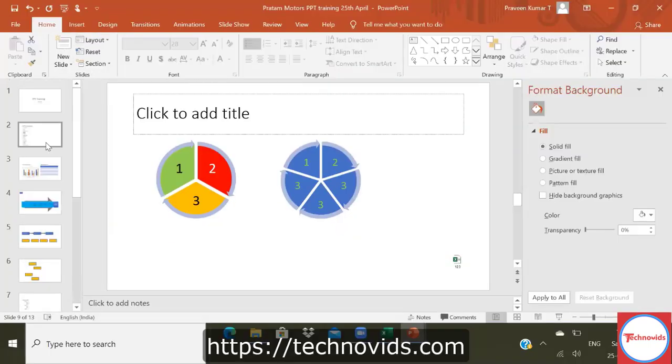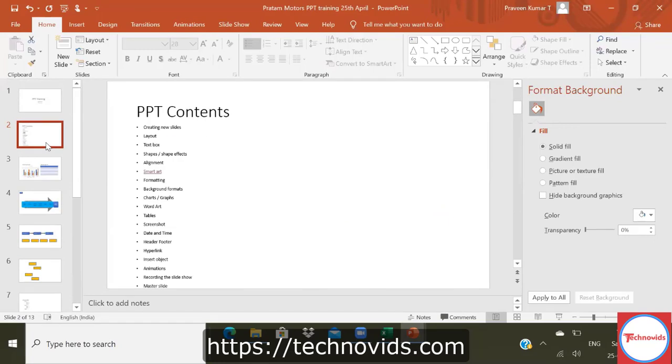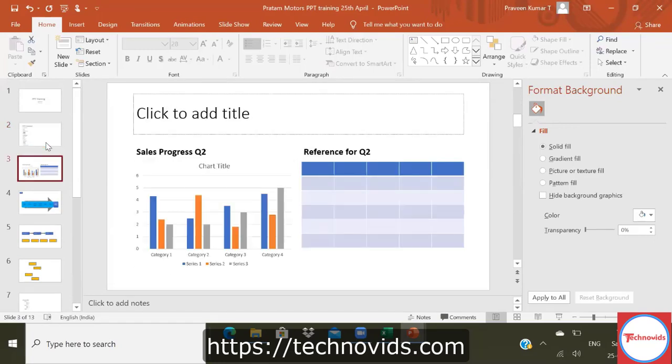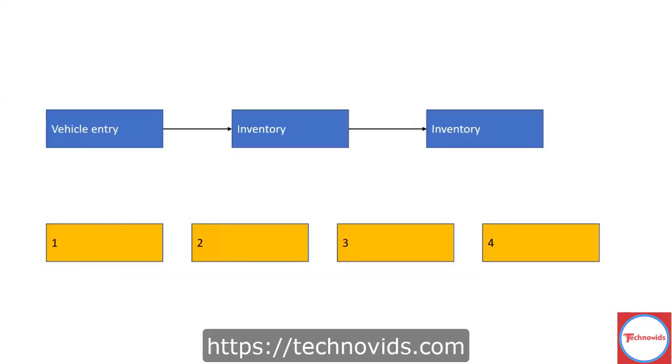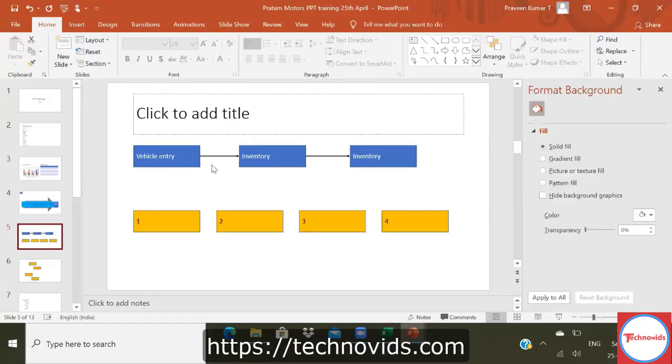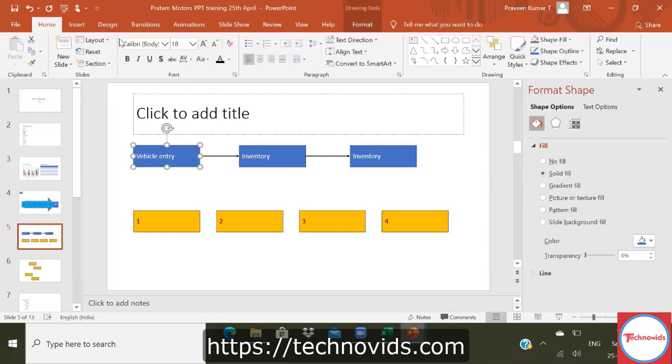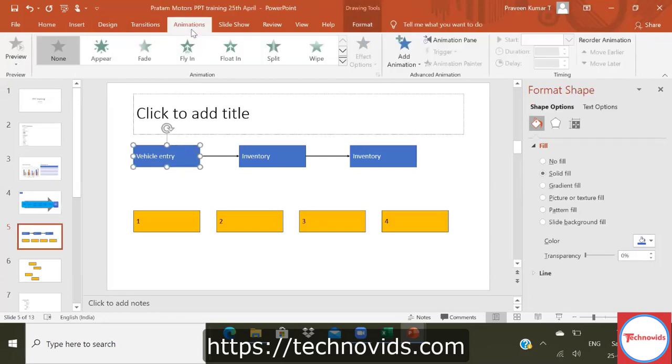Okay, some animations next. I will tell you some animations here. Imagine when I press Shift F5, this is a slideshow. When I do Shift F5, I can see all the boxes in one shot. I don't want to do that. Click here, animations.